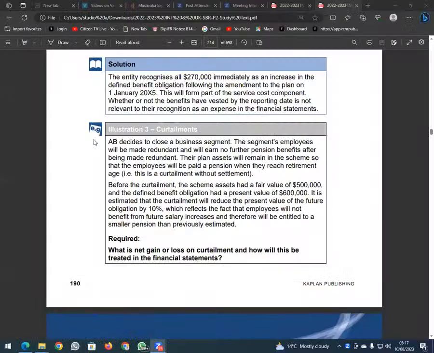So they're telling us here, before the curtailment, the scheme assets had a fair value of 500,000 and the defined benefit obligation had a present value of 600,000. It is estimated that the curtailment will reduce the present value of the future obligation by 10%, which reflects the fact that employees will not benefit from future salary increases.